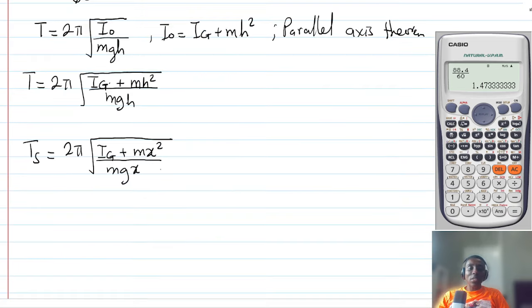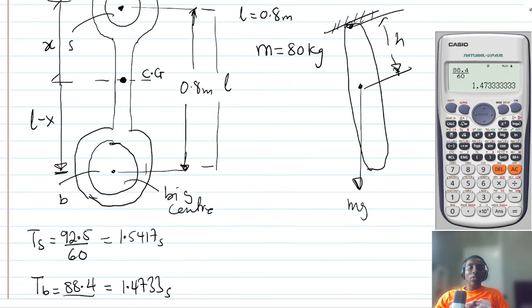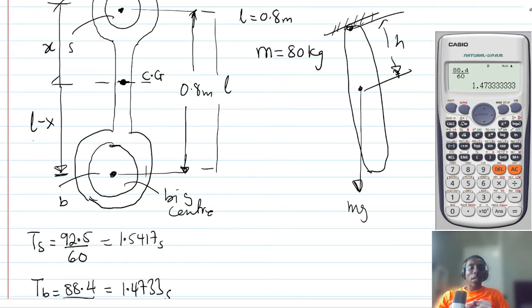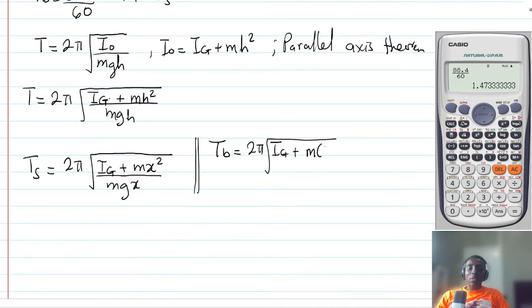If we want the big center, the period is going to be the same thing, but this time around it's the other way around. So it's the square root of Ig plus m, but this time the distance from the center of gravity to the big center is L minus x. So we will use L minus x for the big one. We know L is 0.8, so 0.8 minus x all squared, and then divided by mg, this time with the distance 0.8 minus x.